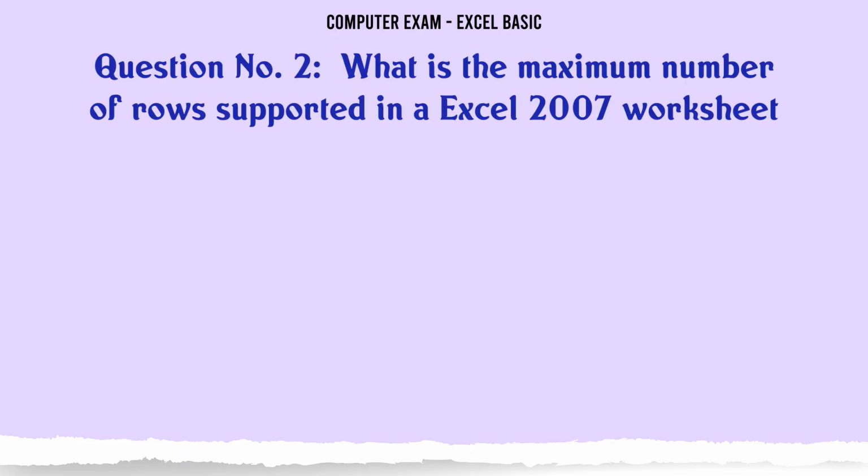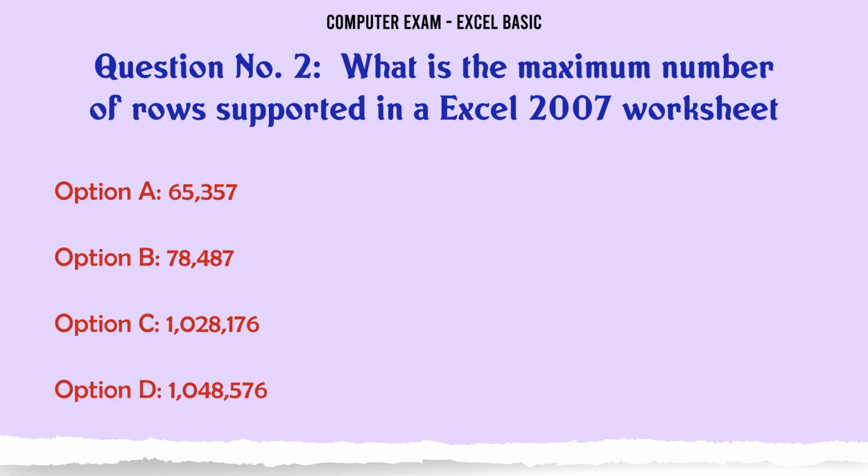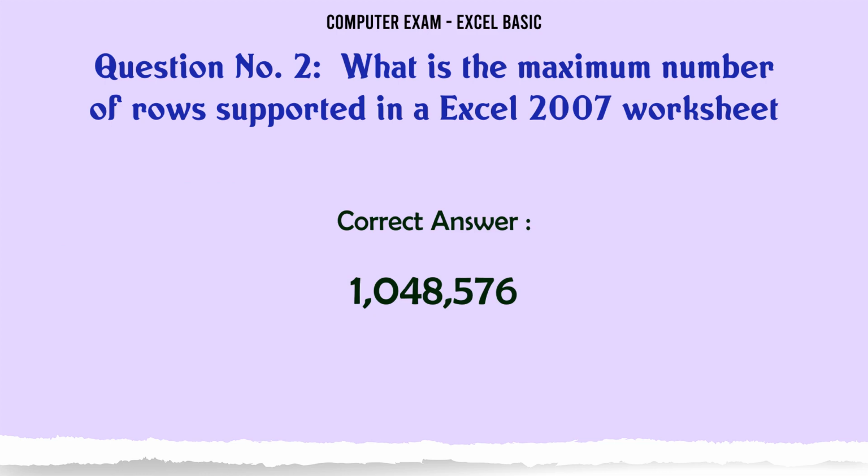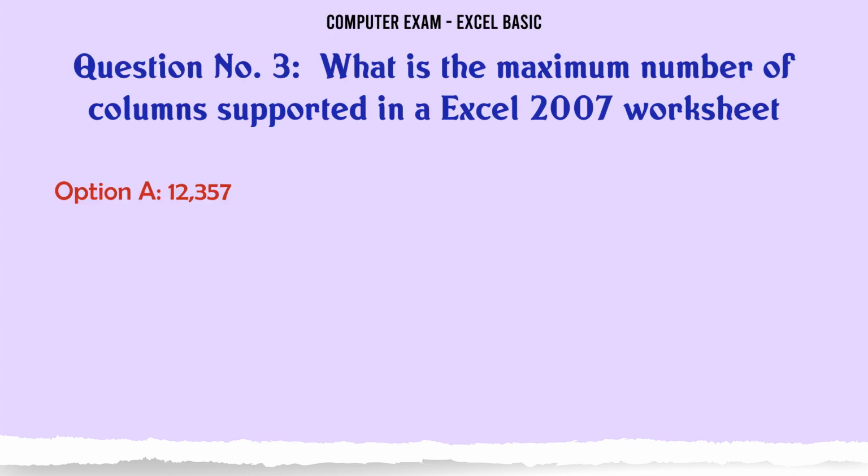What is the maximum number of rows supported in an Excel 2007 worksheet? A. 65,357, B. 78,487, C. 1028,176, D. 1048,576. The correct answer is 1048,576.